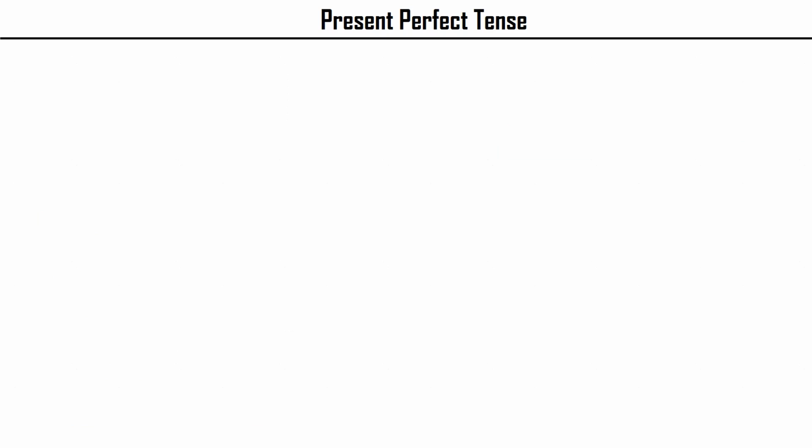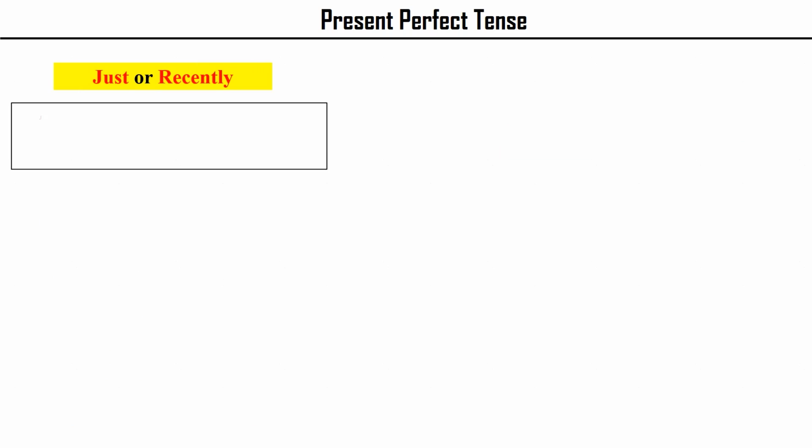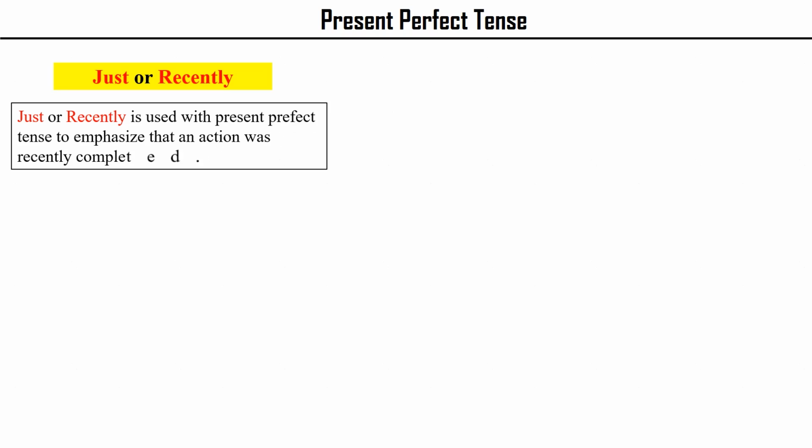Let's move on. Just or recently. We use just or recently with the present perfect tense to emphasize that an action was recently completed, just a short moment ago. For example, I have just eaten dinner. Maybe 2 minutes ago, maybe 30 minutes ago, maybe 1 hour ago, or maybe a short time ago. I have just eaten dinner.